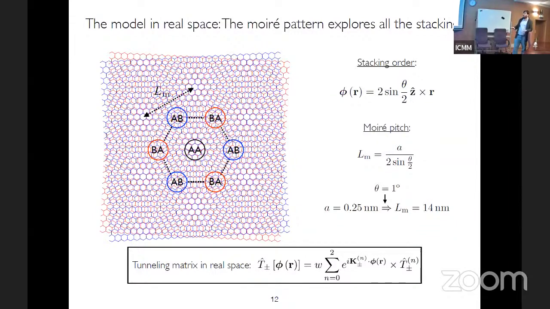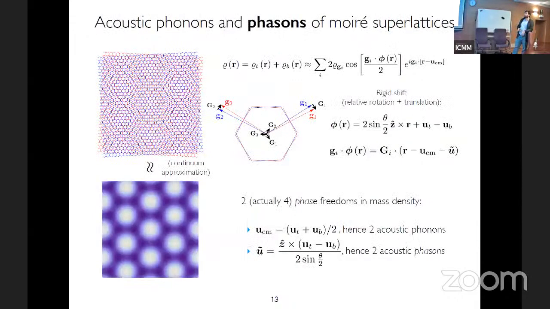This is also a way to understand how fluctuations, deviations from a rigid stacking configuration or a rigid rotation, couple to electrons and how that affects the electronic dynamics. So this is a way to understand the stacking configuration in terms of the phases that electrons pick up when they hop. A more straightforward way to understand this stacking field is in terms of mass density.